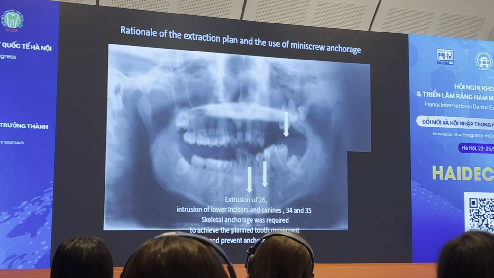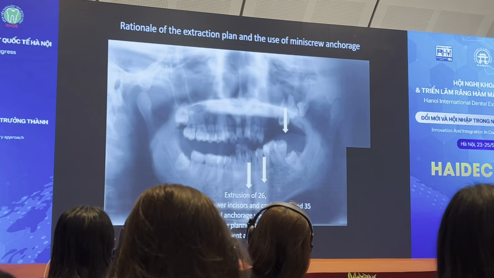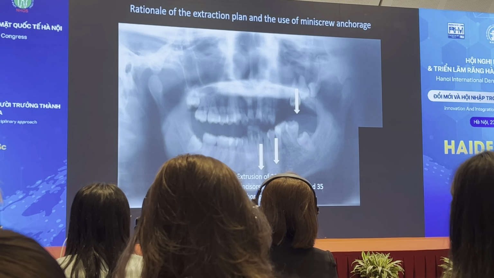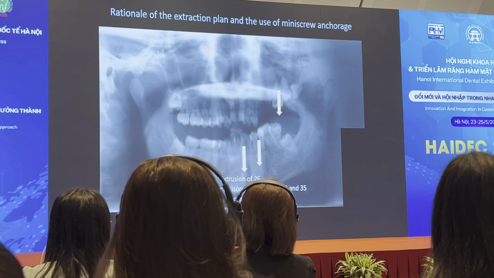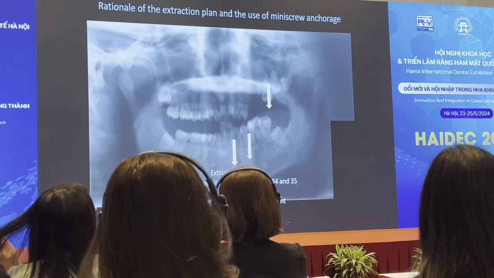I plan to extrude 2.6 and intrude the lower incisors, canine, 3.4 and 3.5. The force vectors which produce the desirable tooth movement were acting in the same direction, and therefore I could not move these teeth by reciprocal anchorage.